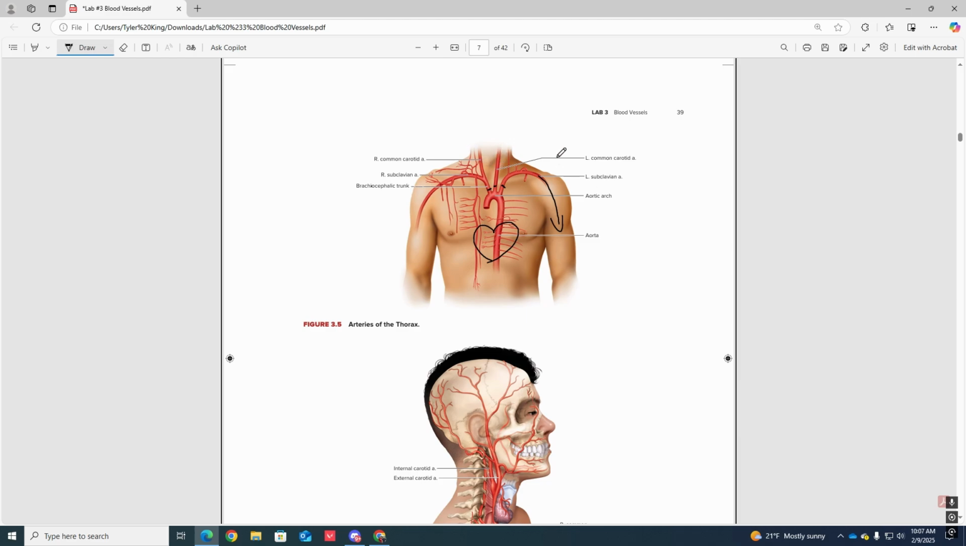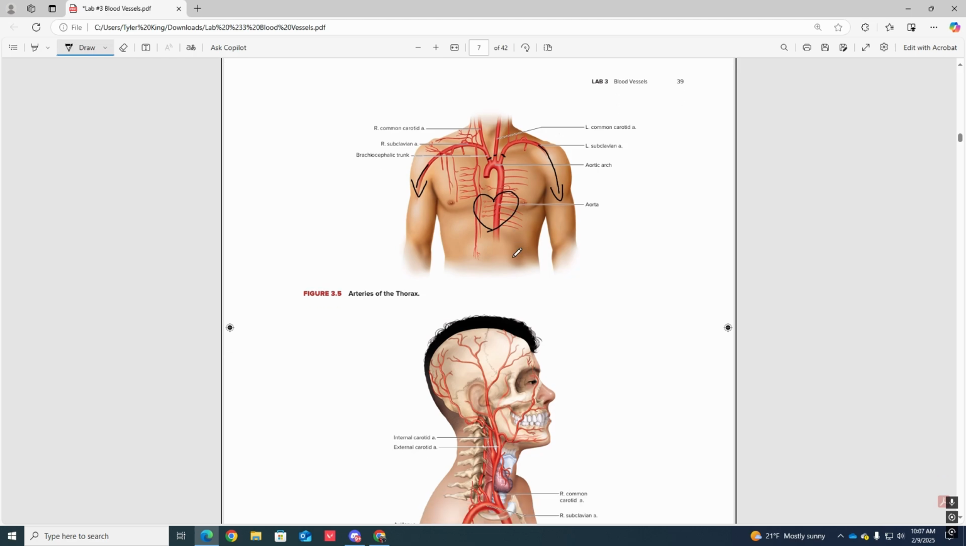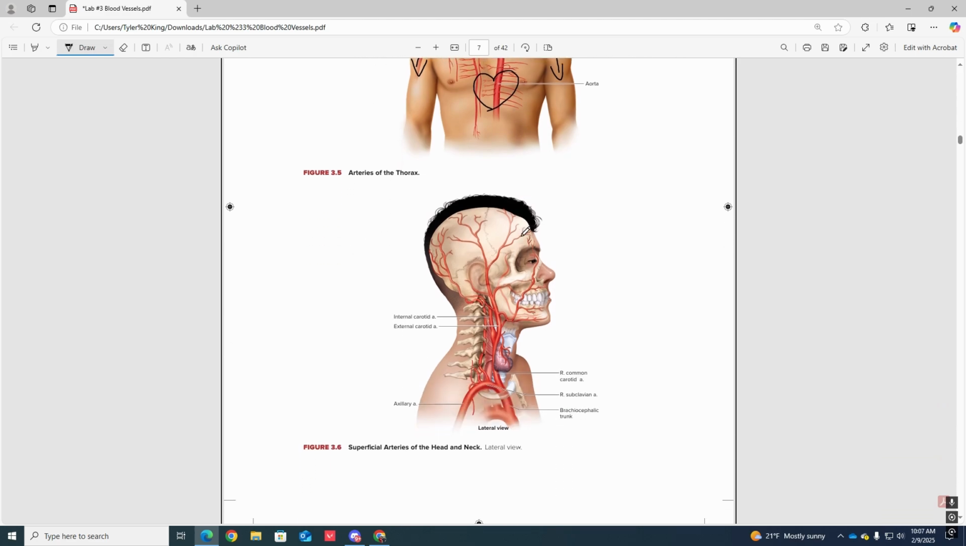Right subclavian is going to supply everything in the right arm. So the right subclavian and the right common carotid all stem from the brachiocephalic trunk right here. The left side doesn't have one; just the right side does. All right, arteries of the head and neck here. So we got these guys out of the way, so let's just cross these off. We just talked about them.